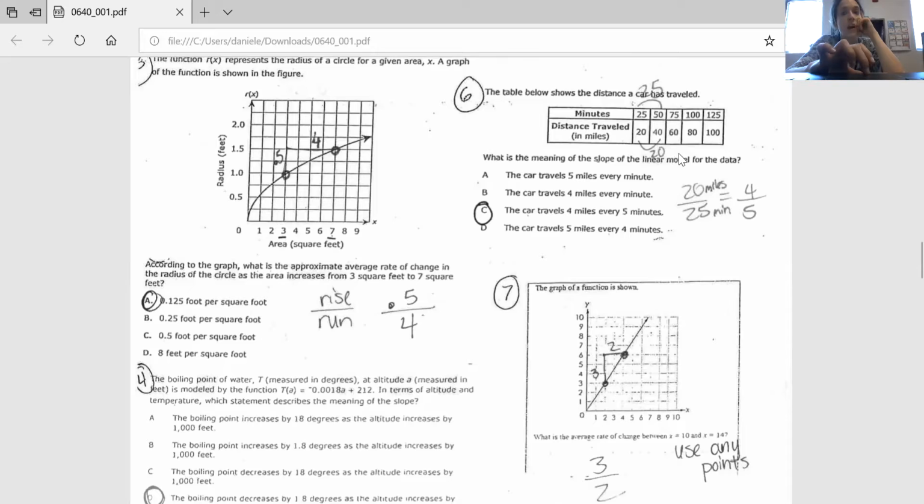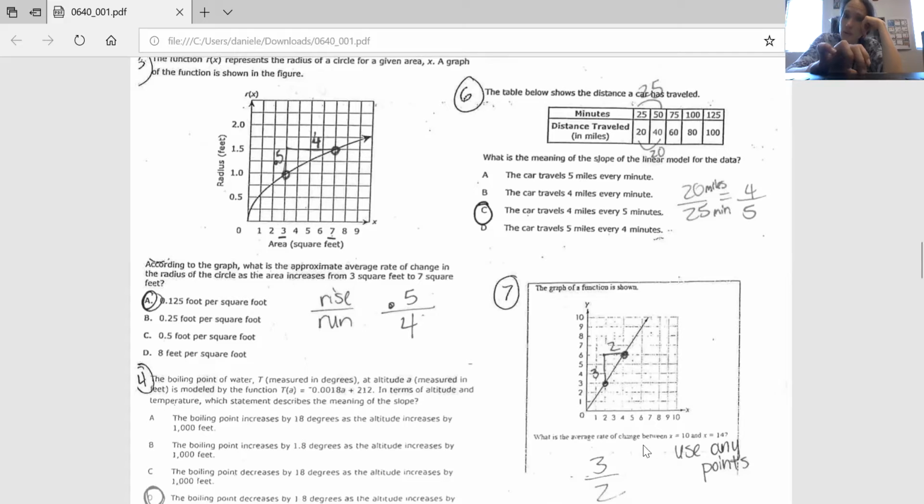Number 6 back up here, what's the rate of change? What's the slope? So they want y change over x change. When your table's this way, your x's are on top and your y's are on the bottom. So the y change is 20. The x change is 25, but be careful when you divide that you know what's what. It's 20 miles over 25 minutes, so C would be the best answer.